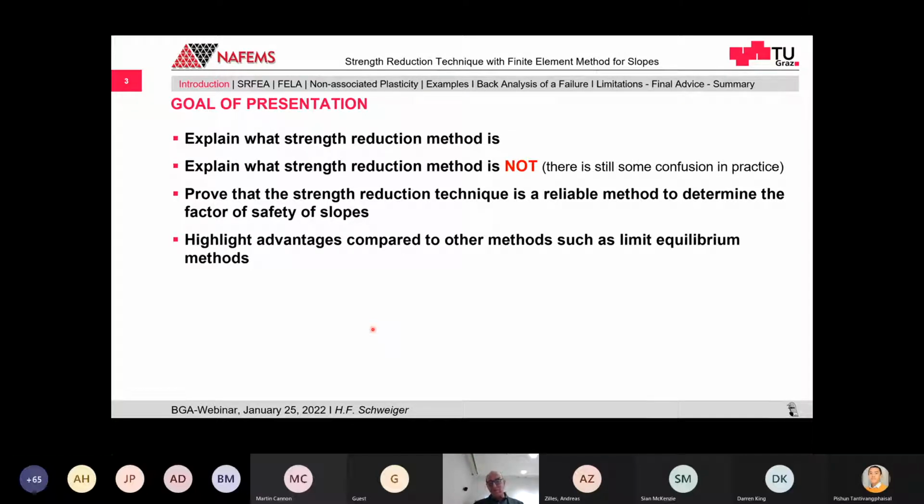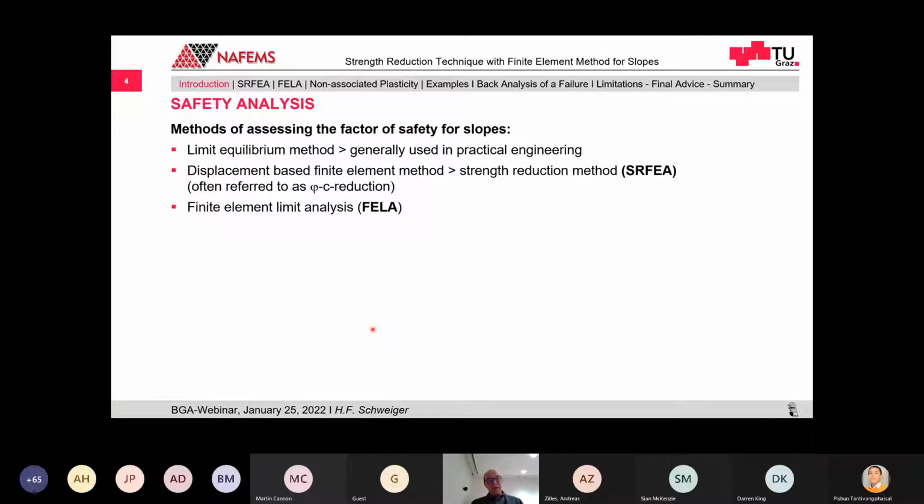Highlight also some advantages compared to other methods such as limit equilibrium methods. And as I mentioned before, I want also to point out some limitations, because there are some restrictions on when this method is applicable and when you have to be really careful in using it.